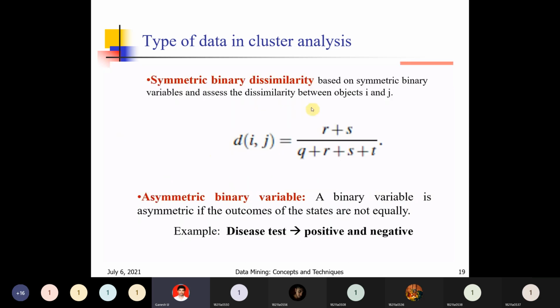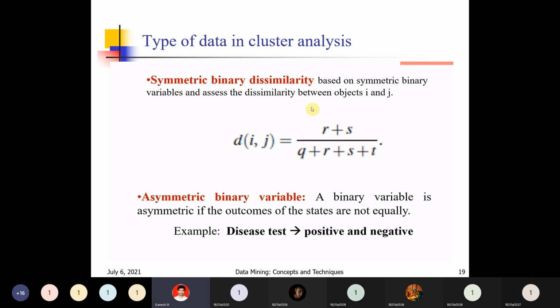For symmetric binary, the dissimilarity formula is this. Based on symmetric binary variables, assess dissimilarity between objects i and j. If there are two objects i and j, those two have symmetric binary values. For example, for male, in one you get 0 and in the other you get 1. For another row you get 1. Male, female, again female, like that. Then distance you can calculate using this formula: (r + s) / (q + r + s + t). What is meant by q, r, s, t, we will see.